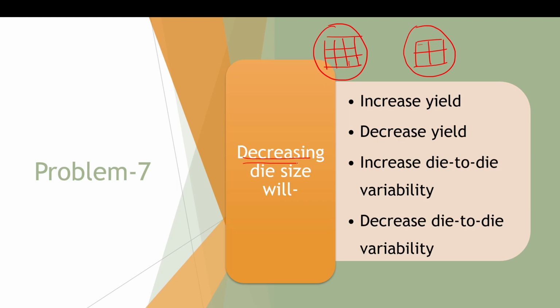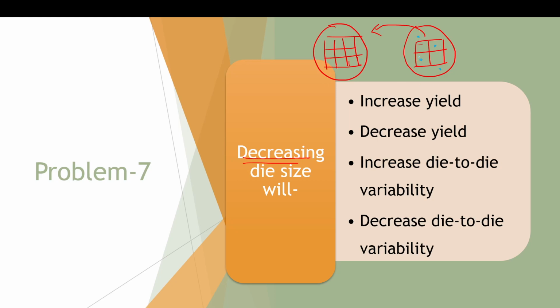So, it is decreasing die size. Okay. So, it is going from this to this. First we had bigger dies, now we are having smaller dies. So, will it increase yield? Okay. Maybe we have some defects around. Say we had a few defects like one here, one here, one here, another one here.